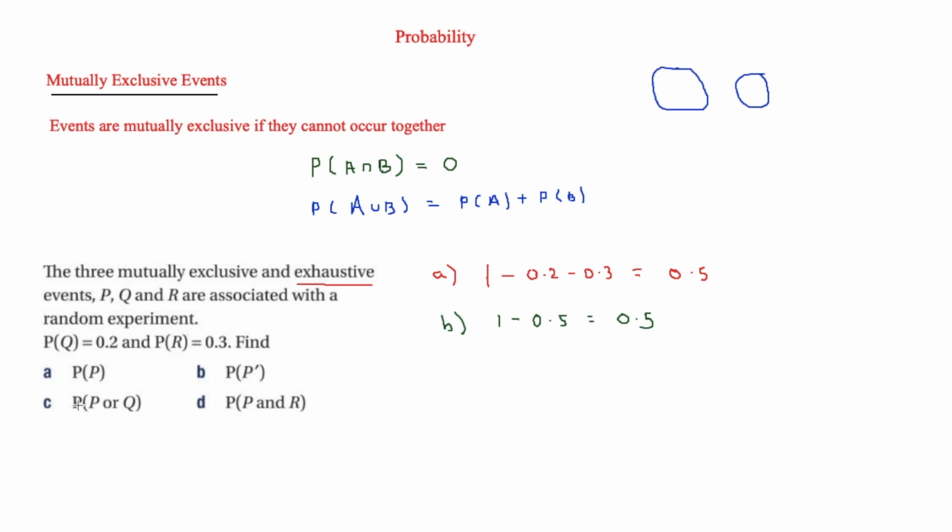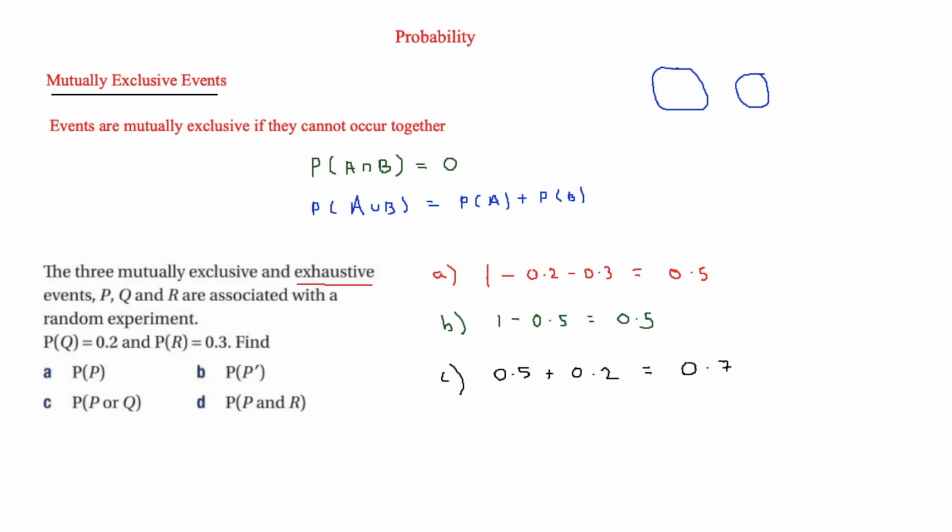The next one is asking for the probability P or Q. So this is using the idea of a mutually exclusive event that the probability of A or B is going to be equal to the probability of A plus the probability of B. So in this particular example, what we have is the probability of P is equal to 0.5, as we've worked out. The probability of Q, as it says here, is equal to 0.2. So we're going to do 0.5 plus 0.2. That's equal to 0.7.